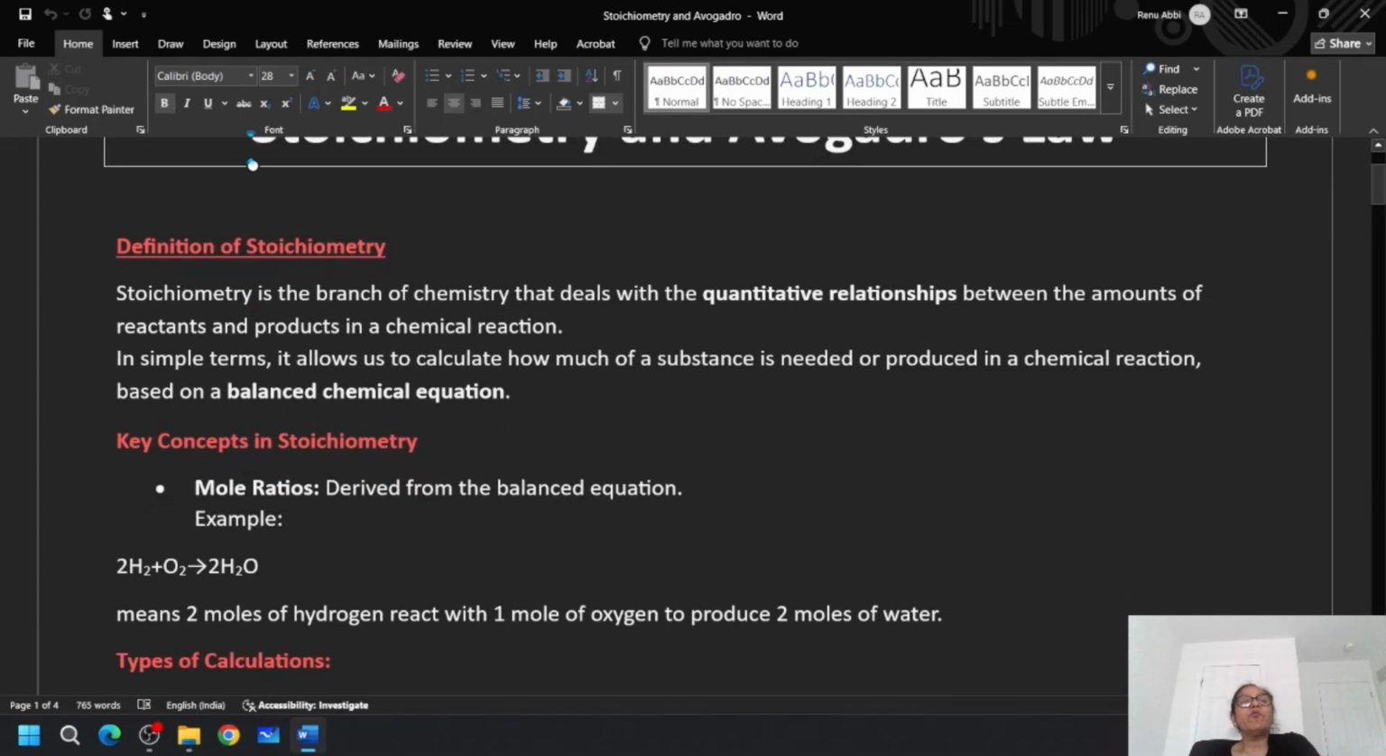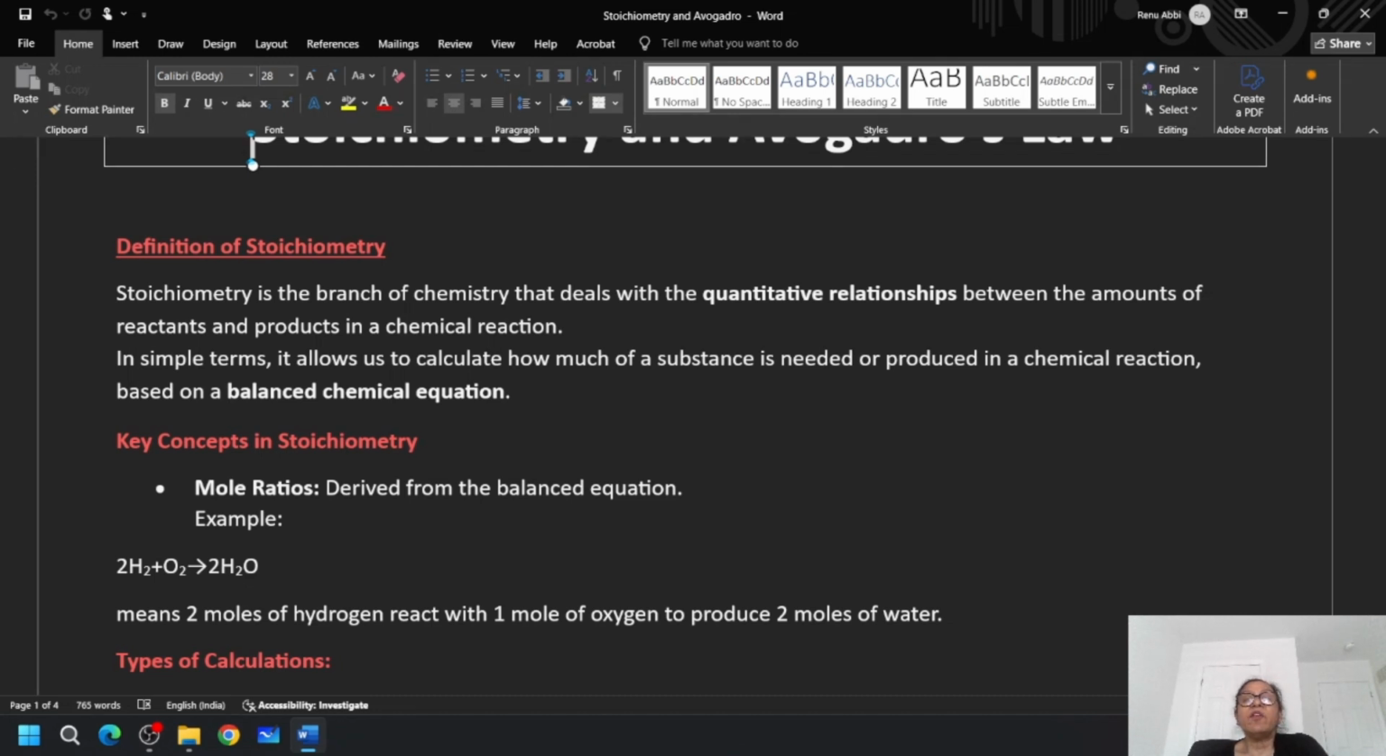I am just introducing the definition of stoichiometry. It is the branch of chemistry that deals with the quantitative relationship between the amounts of reactant and product in a chemical reaction. For example, carbon plus oxygen combine to form carbon dioxide. So carbon and oxygen both are the reactants and the product is carbon dioxide.